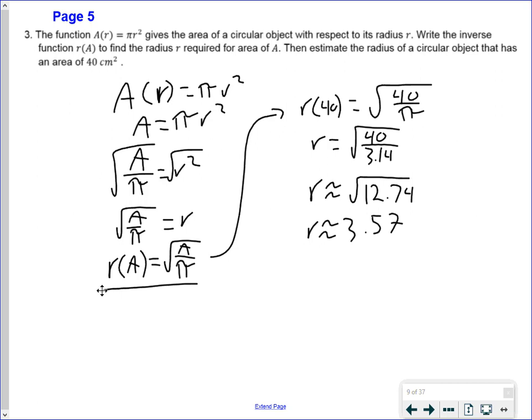So what we want now is to know what the radius is going to be when we have an area of 40 centimeters squared. So we have r of 40 equals the square root of 40 over pi. Pi is approximately 3.14, so that's what we're going to use. So 40 divided by 3.14 is 12.74. So r will be approximately the square root of 12.74, which is approximately 3.57. So the radius of an object with an area of 40 centimeters squared will be approximately 3.57.